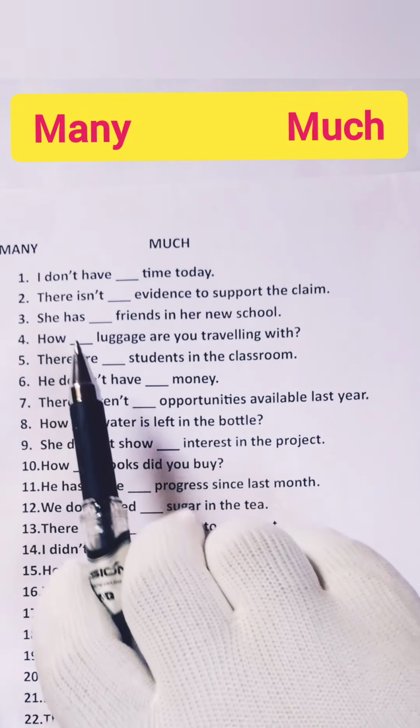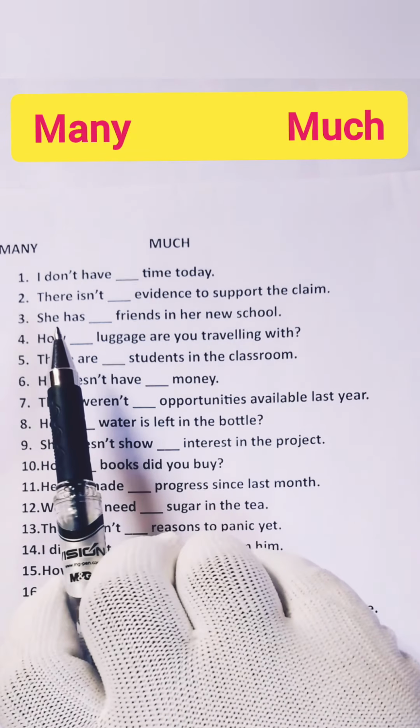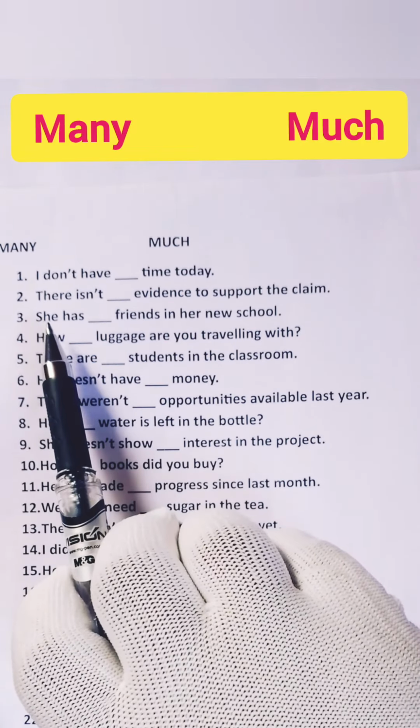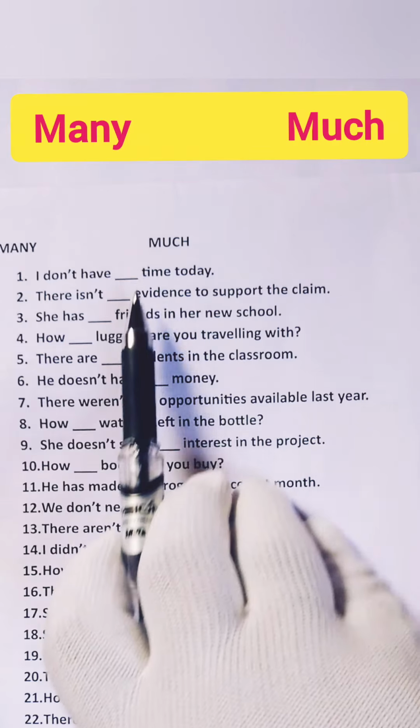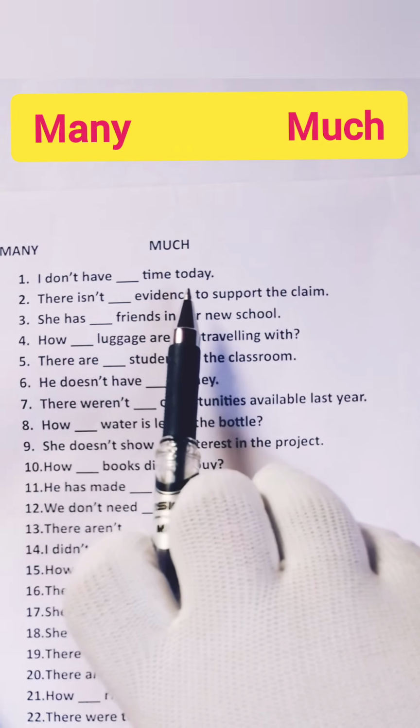Today's lesson is focused on these two words, many and much. Many English learners get confused about the exact time to use each of them. In today's video, that confusion will be cleared off.